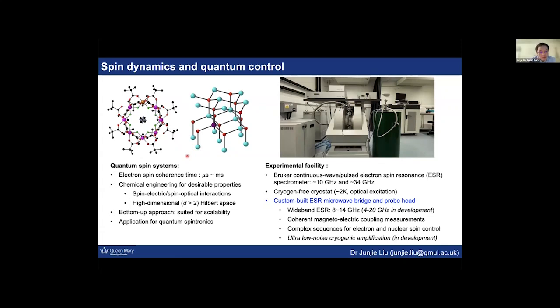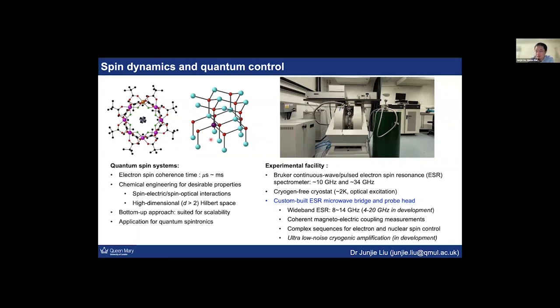My name is Junji Liu. I'm at Queen Mary University of London. I'm a lecturer in physics and Royal Society University Research Fellow. My research is mostly focused on quantum spin systems, and the particular type of system I work on is molecular magnets or atomic dopants in semiconductors.